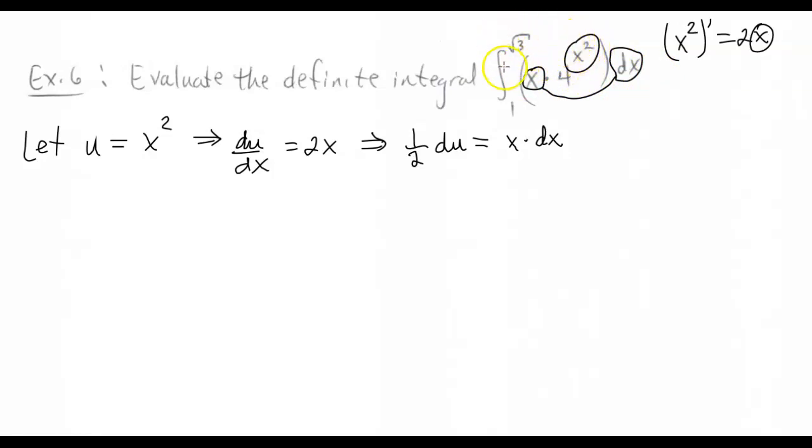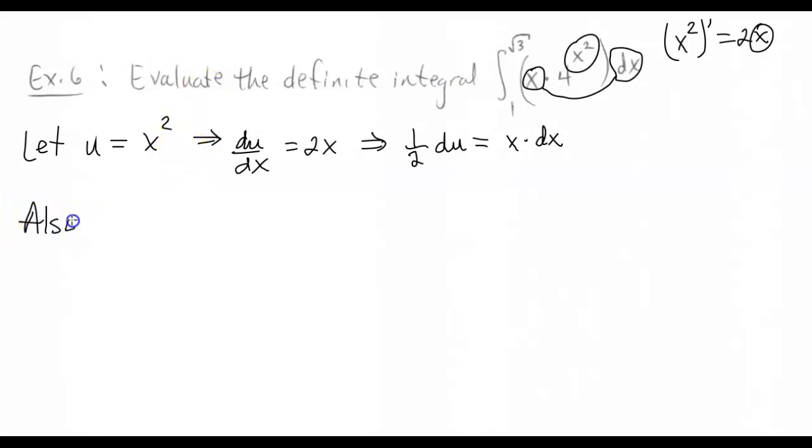Now, since we have limits of integration here, one of the things that we can do is go ahead and translate these numbers that are in terms of x. We can translate them in terms of u now, so that way we don't have to worry about back substituting later to actually figure out what our answer is.